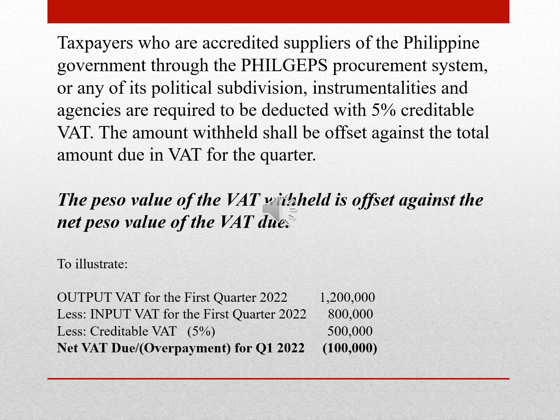So kung next quarter naman is meron ka nang net VAT due, you will offset this 100,000 against it. It's on a peso to peso value. Medyo komplikado na to, but I think you can still follow through. But this is the effect of the VAT withholding in 2307 for your transactions with the government.